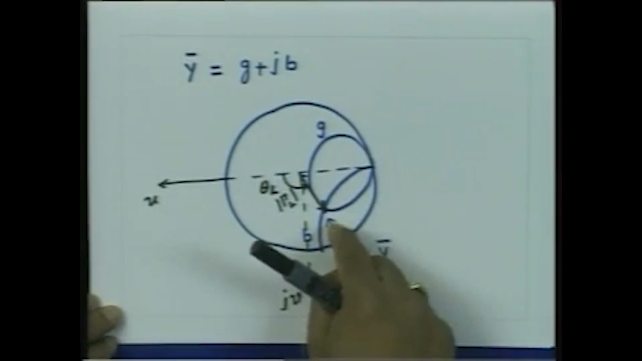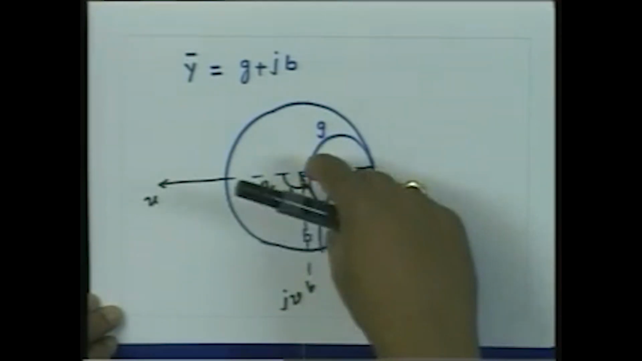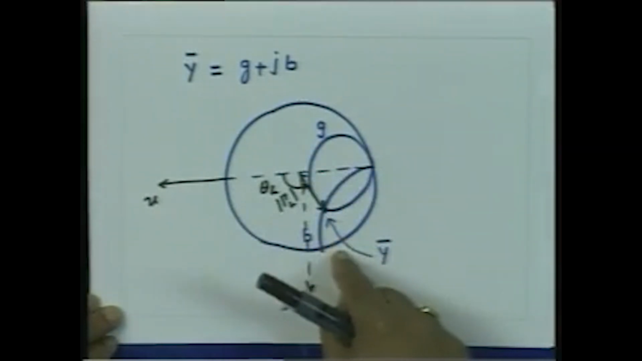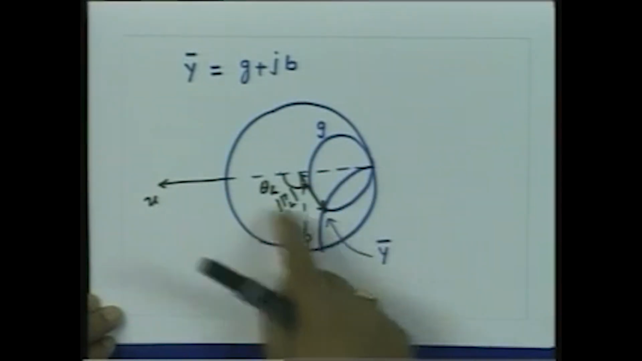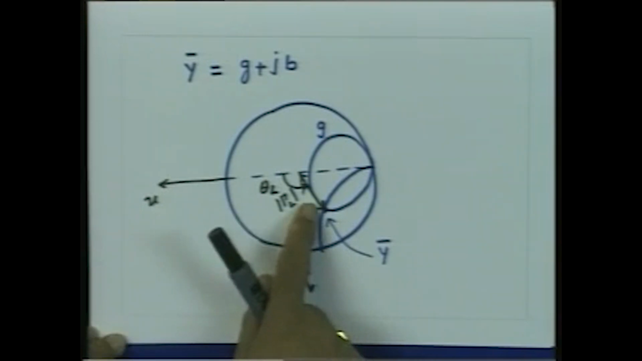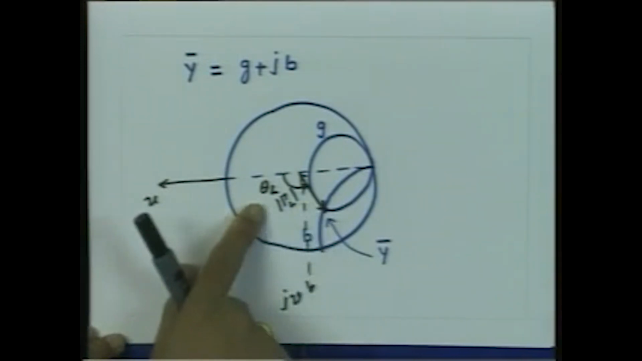Mark the normalized point on the Smith chart, find out the radial distance from the center of the Smith chart to that marked point, that gives you magnitude of reflection coefficient. Measure the angle from the real axis of the reflection coefficient for the radius vector, and that gives you the angle of the complex reflection coefficient.